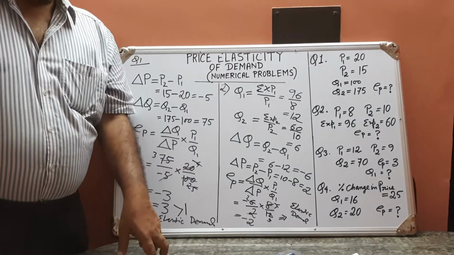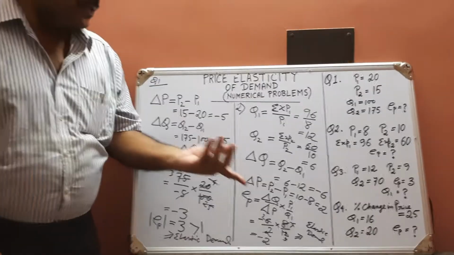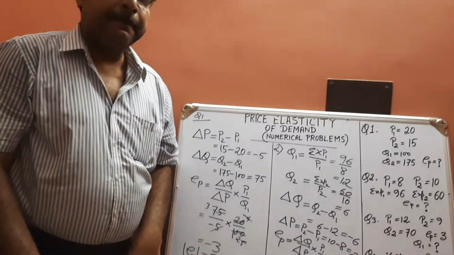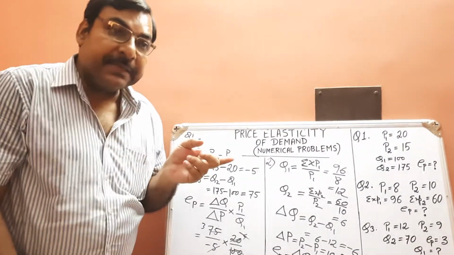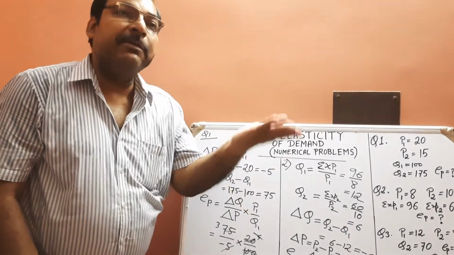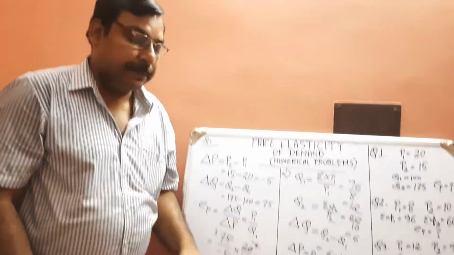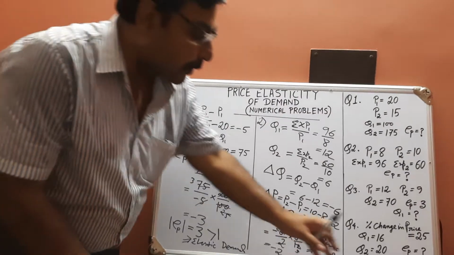Modulus EP is equal to 2, and 2 is greater than 1, so it is a case of elastic demand. If expenditure is given and price is given, divide expenditure by price, and you will get demand. Then you will do it, no problem. Now come to the third problem.